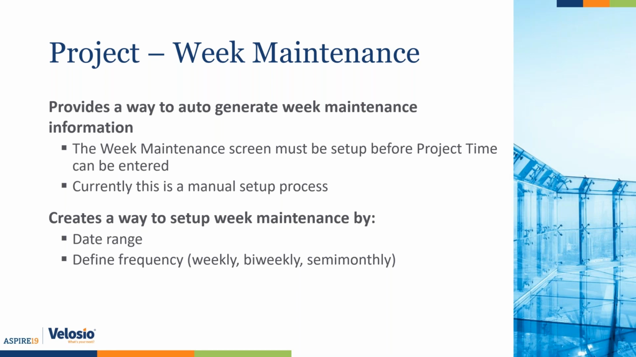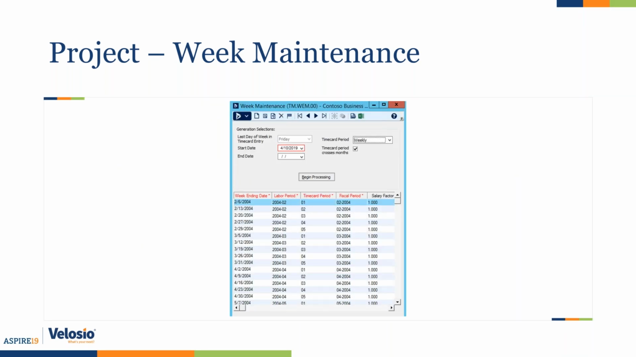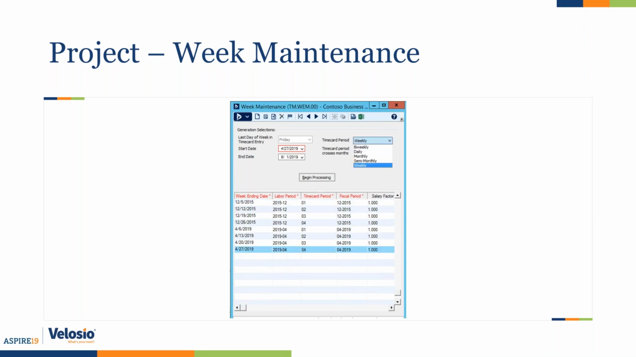So what did we do? Well, we've added a header to that. The idea is that instead of me having to manually type in every week, let's say we're doing weekly, or every day if we're doing daily, why don't we let you put in a start date, an end date, tell me how frequently your time periods are going to be, and then hit begin processing and let it generate for you automatically.